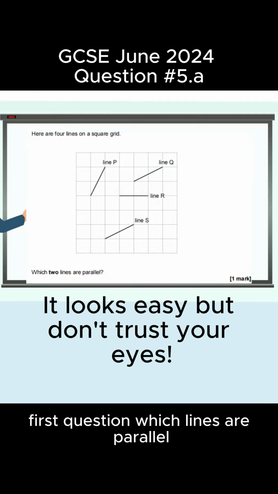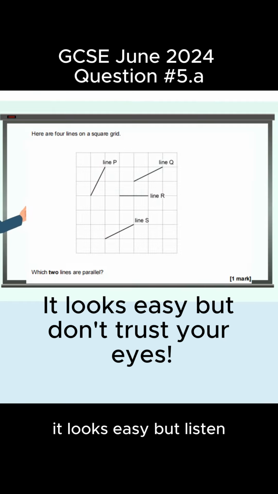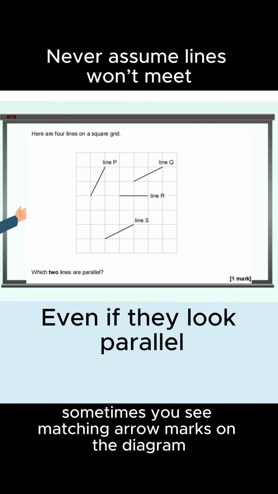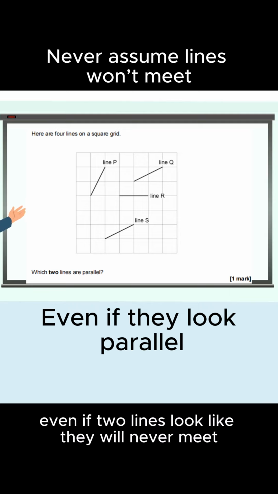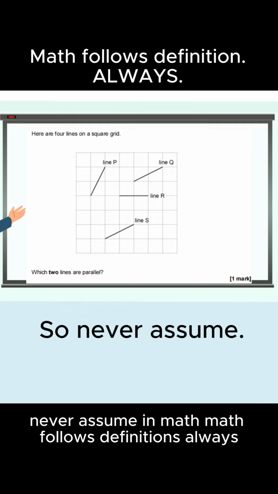First question, which lines are parallel? It looks easy, but listen. Yes, sometimes you see matching arrow marks on the diagram, but in math, we do not assume, even if two lines look like they will never meet. Never assume in math. Math follows definitions, always.